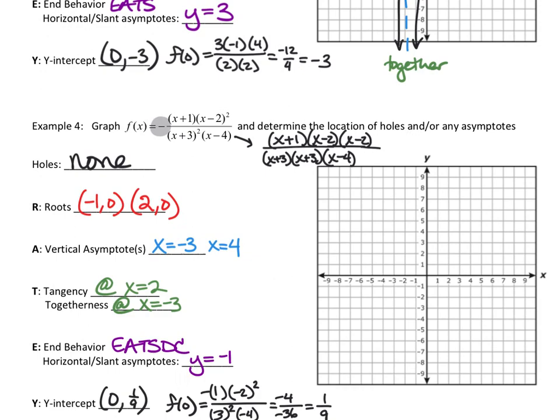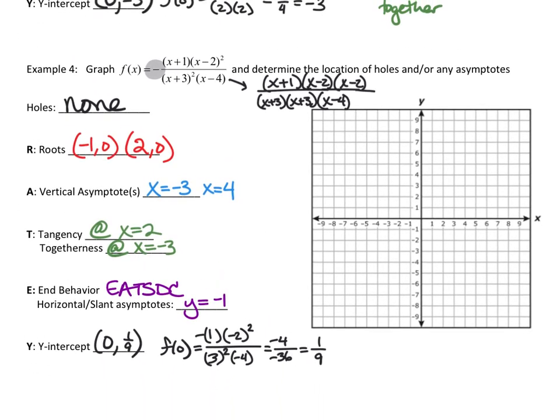The last example here, and if you need to pause and try to make sense of all of these RATEY here, make sure if you're doing that you've noticed there's this negative in front. I missed it the first time I did these problems, so make sure you maybe highlight that, circle it, star it, underline it, whatever. Nothing cancels out here, so there are no holes. The roots are -1 and 2. We can graph that. Again, that's found by setting the numerator equal to 0. We have two vertical asymptotes, one at -3 and one at 4.